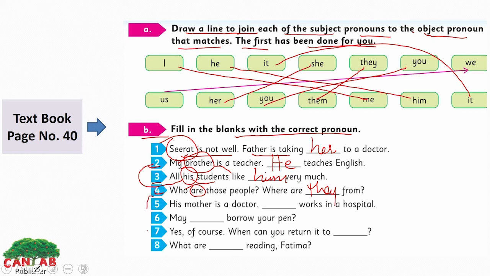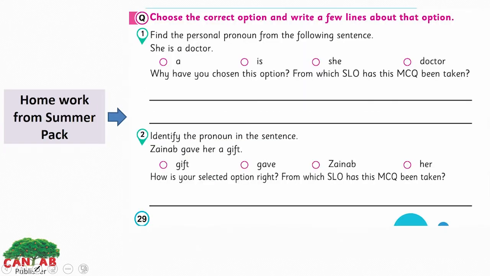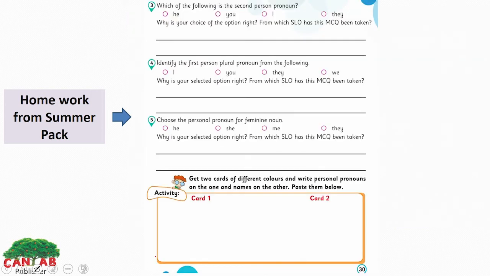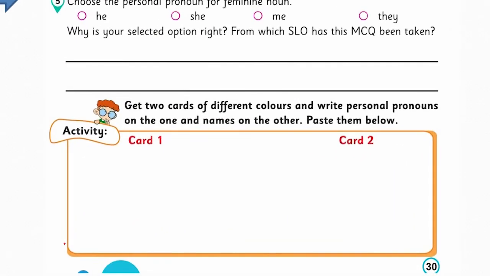I want you to fill these blanks with the correct pronouns by yourself. This is your homework from the summer pack of personal pronouns. This is again your homework from the summer pack, page number 30. We also have an activity here. Get two cards of different colors and write personal pronouns on the one and names on the other. This is the first person, this is the second person, this is the third person.